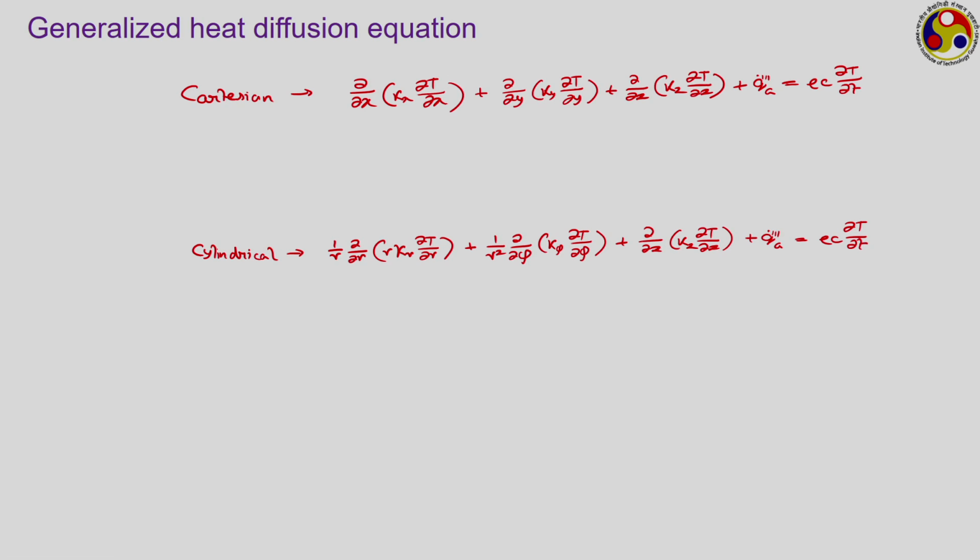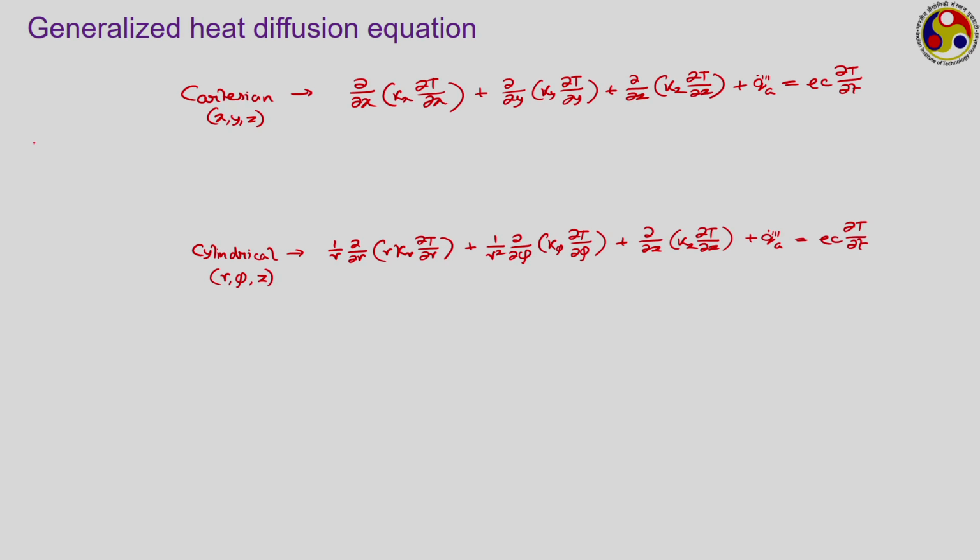Now, in the Cartesian coordinate, our coordinate directions were x, y and z, and in cylindrical coordinate it was the radial direction, azimuthal direction and the axial direction z. Accordingly, we have got these equations. Here in the Cartesian one we have written k x, k y and k z as the 3 possible values of thermal conductivity, because while for isotropic materials these 3 are equal to each other, there are certain anisotropic materials which have some direction dependence of the thermal conductivity, and that is why to make it generalized we have included these terms.